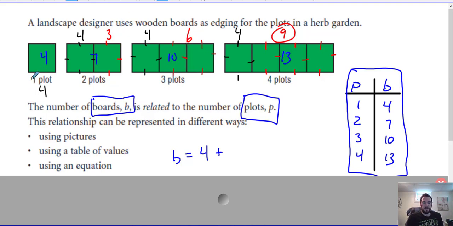Now be careful, because we have to recognize that if I just said 3p, the problem with that is p is 1 in this first one, and that's actually going to give me the 7 that I want in the next one. So in this case, we actually might need to do p minus 1 just to make sure we're getting the right number.